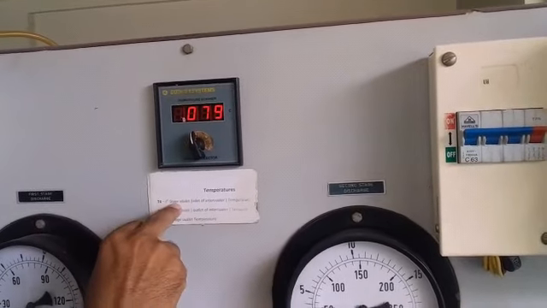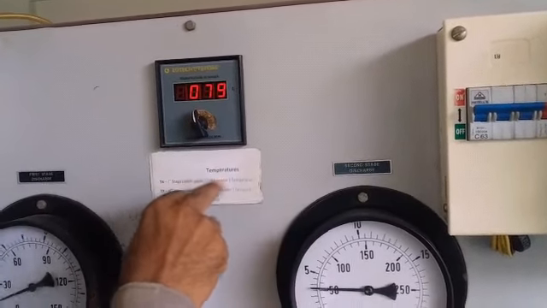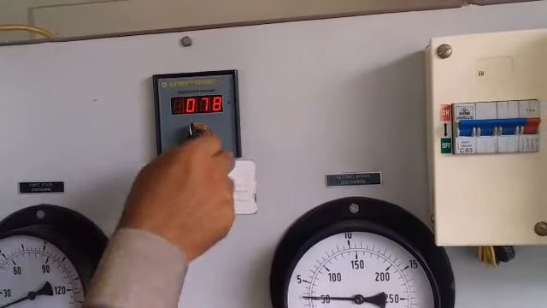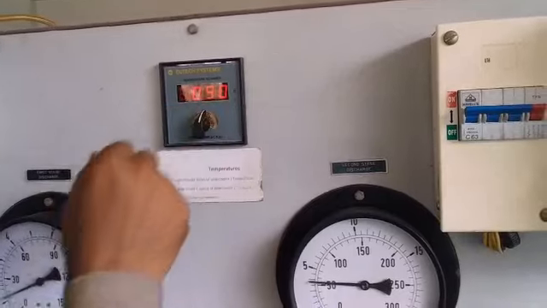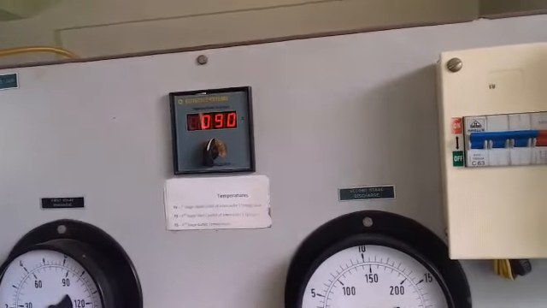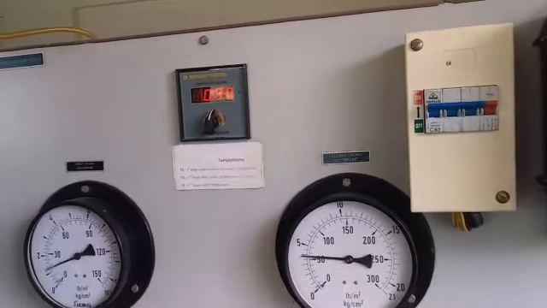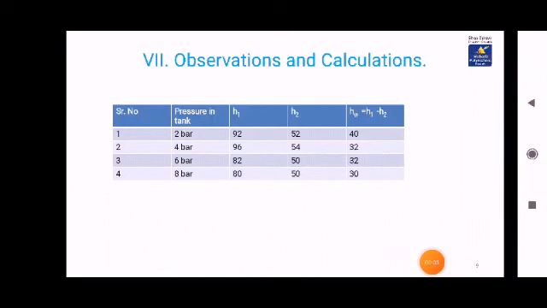T4, first stage outlet temperature, 78, and T5, temperature 98. We got these readings.